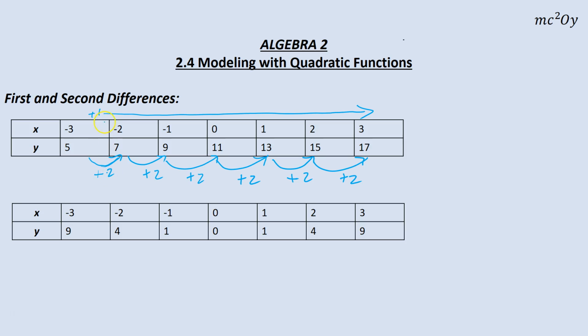And our y-intercept just happens to be when x is 0, so we get 11. So we easily wrote our equation, y equals mx plus b, and that would be our equation. That's linear. Well, this has a first difference.